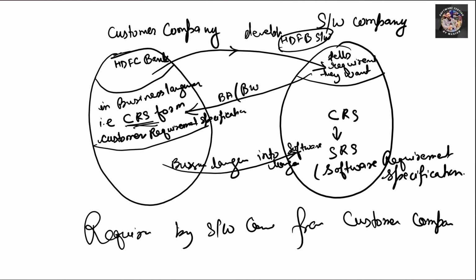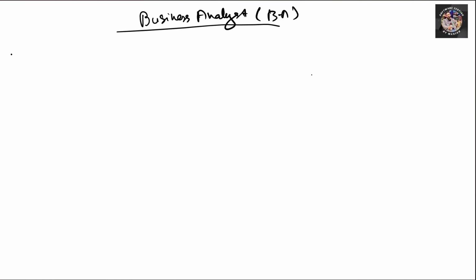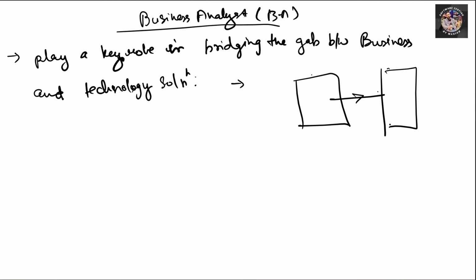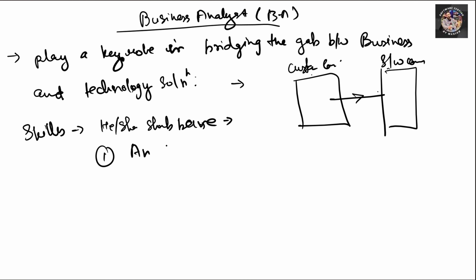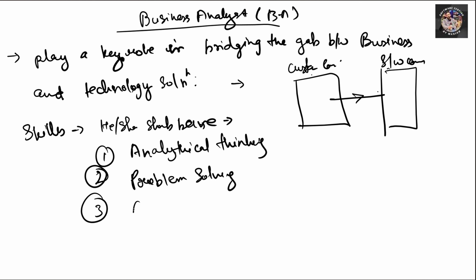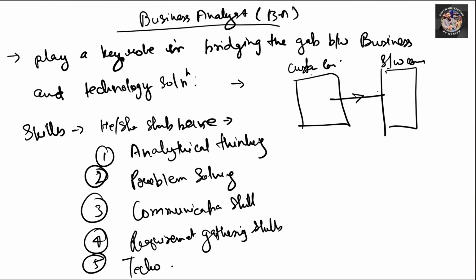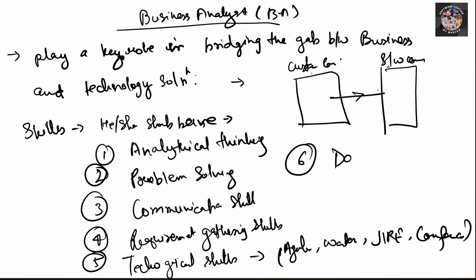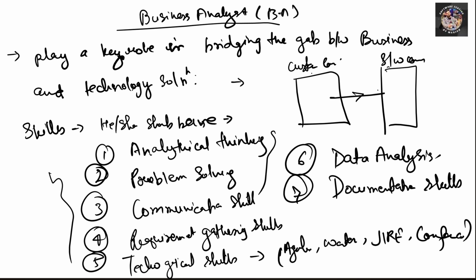Here BA is business analyst. So who is a business analyst? A business analyst plays a key role in bridging the gap between business and technology solution. That is, the business analyst makes a bridge between the customer company and the software company. What are the skills required to become a business analyst? He or she should have analytical thinking, a problem solving mind, good communication skills, requirement gathering skills, and technological skills like knowledge of Agile model, Waterfall model, Jira, Confluence, etc. Also data analysis skills and documentation skills. So these are the skills required to become a business analyst.